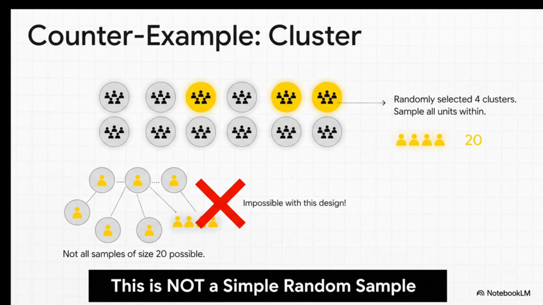Imagine you have 100 people sitting at 20 different tables, with 5 people at each table. Now, you decide to randomly pick 4 of those tables and survey everyone sitting at them. Well, every person has a 4 in 20, or a 1 in 5 chance of being in your survey. That seems fair, right? But here's the catch. Is it possible for your sample to have one person from each of the 20 tables? Nope. Absolutely impossible with this method. And because not all possible combinations of 20 people can be formed, this is not simple random sampling.